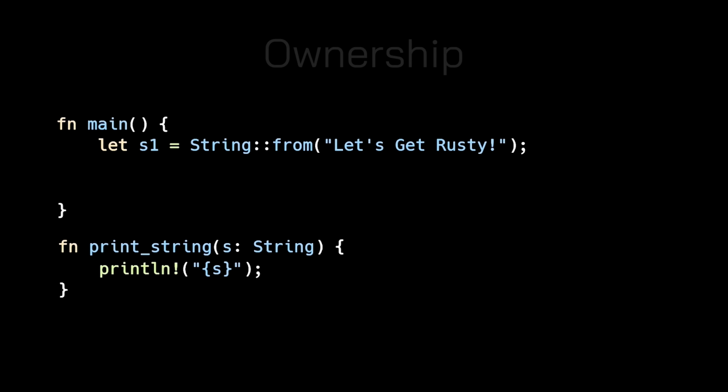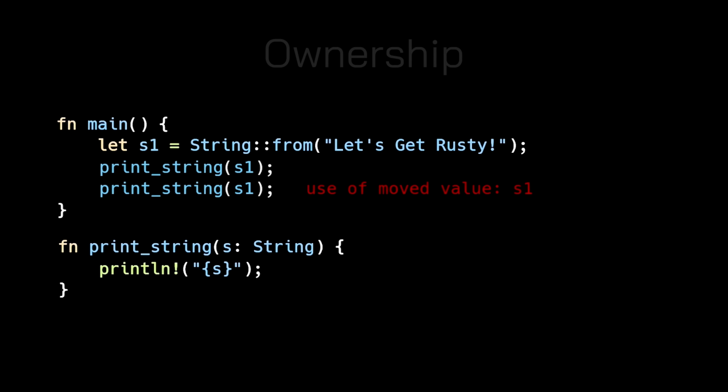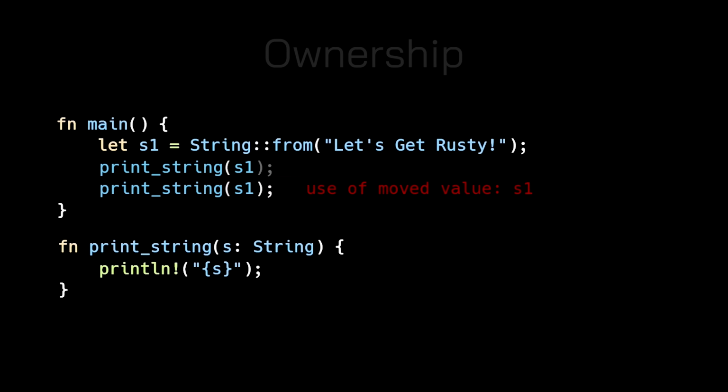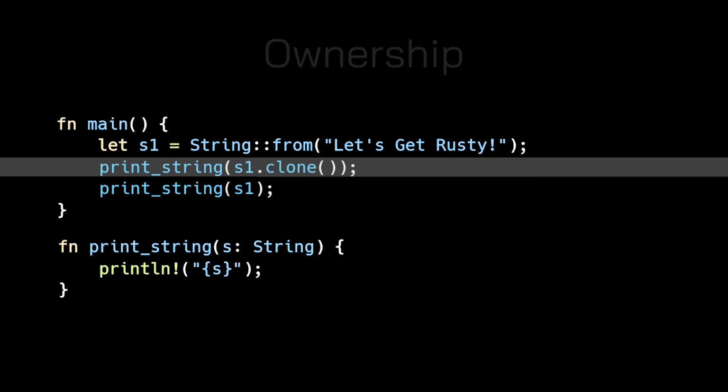For example, let's say we wanted to call print string twice. This results in an error because the first time we call print string, S1 is moved into the print string function and then dropped at the end of the function's scope. One way we can solve this problem is by cloning S1, but that requires extra memory allocation, which is not ideal.